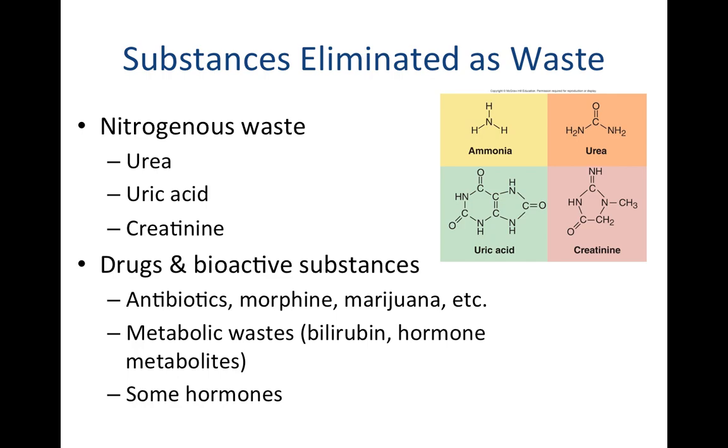Some substances must be eliminated as waste, and so you have multiple different nitrogenous waste products: urea, uric acid, creatinine. These are all examples. You can see their structures here. Notice how much nitrogen is present in these structures, so this is why they're called nitrogenous wastes. You also have various drugs and bioactive substances, whenever you take antibiotics, or other drugs such as morphine or marijuana, even just metabolic waste products like bilirubin, some metabolites from hormone breakdown, some hormones themselves. You don't want them floating around in your blood forever. And so you're going to eliminate these substances as waste. You're going to actively secrete these substances and make sure that they end up in your renal tubule and are excreted in your urine.